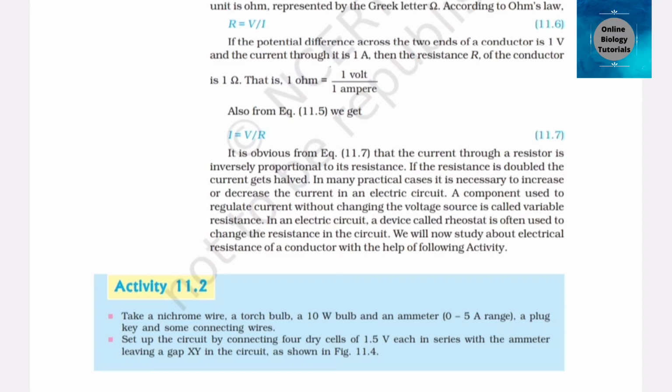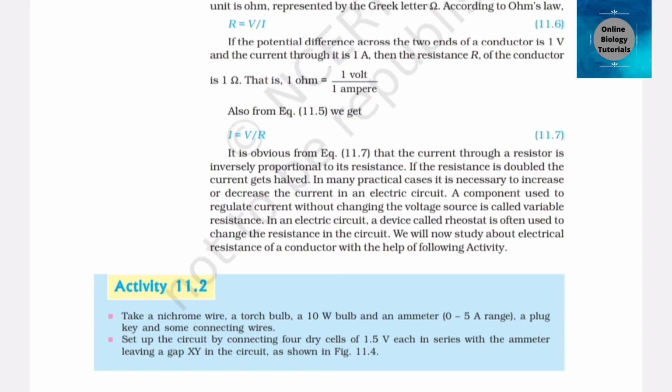In many practical cases, it is necessary to increase or decrease the current in an electric circuit. A component used to regulate current without changing the voltage source is called variable resistance. In an electric circuit, a device called a rheostat is often used to change the resistance in the circuit. We will now study electrical resistance of a conductor with the help of the following activity.